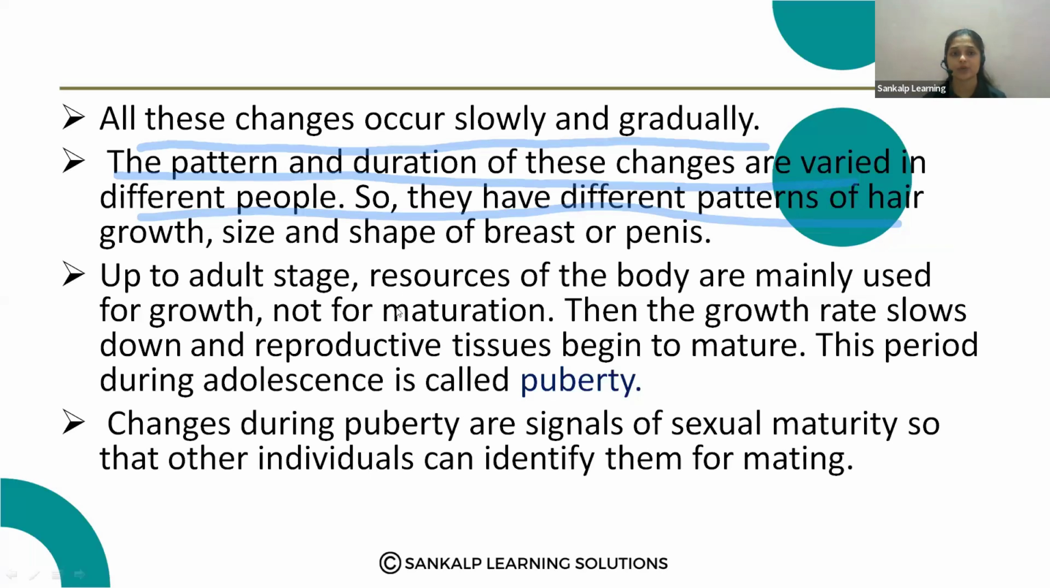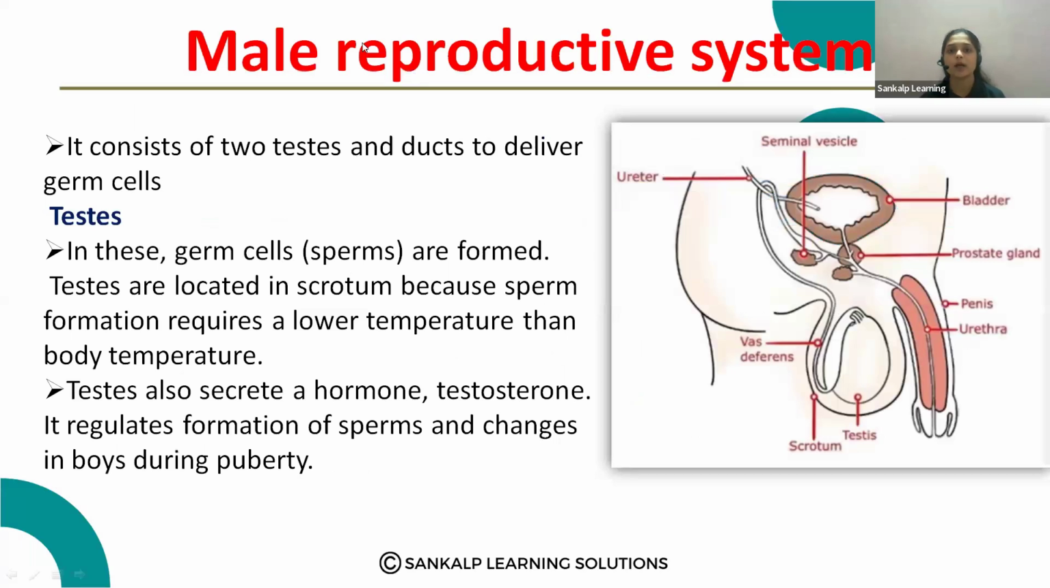Next, male reproductive system. The human male reproductive system consists of testes and some ducts for the delivery of the germ cells. These are the testes. They are a pair in number; a pair of testes is present in human males. These testes are present in a sac-like structure that is called a scrotum.